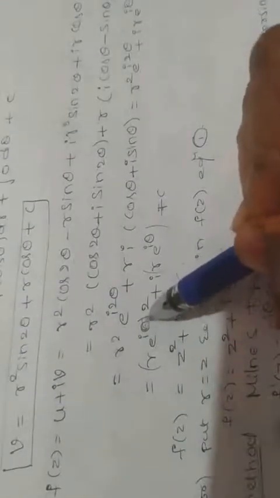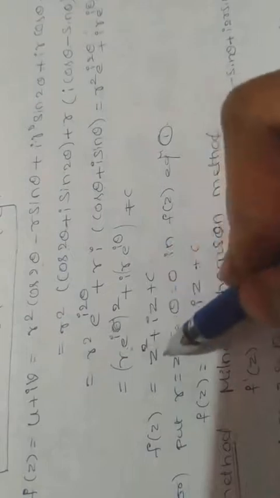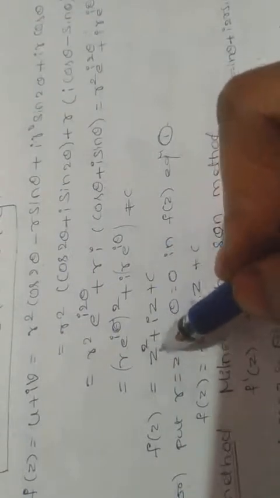Now we can write this as (r e^(iθ))² plus i r e^(iθ) plus the integral constant c. Now r e^(iθ) is nothing but z. So f(z) = z² + iz + c.